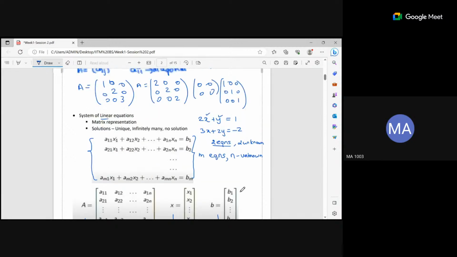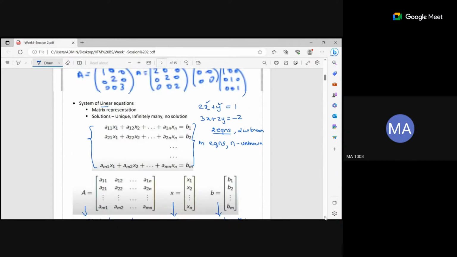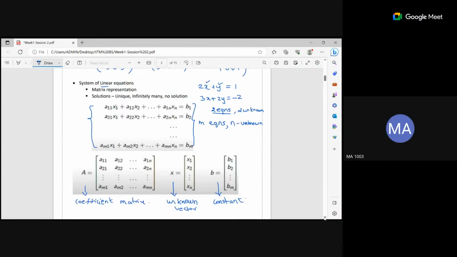And what are the possible solutions for any system of linear equations? There are three cases. What are the cases? No solution, unique solution, or infinitely many solutions. In 2D, it is very easy to see it through graphs.